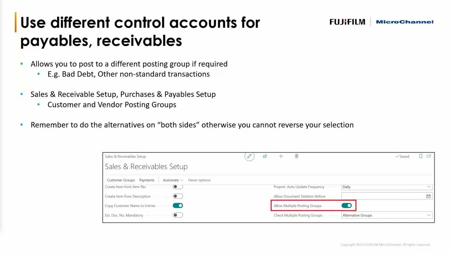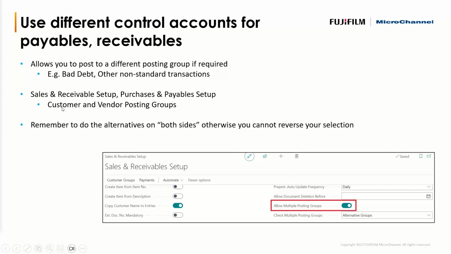So on a particular transaction, you may want to post a particular transaction to maybe another control account, such as bad debts or sundry debtors for non-standard transactions. So we do have to set this up first. You do need to go into your sales and receivable setup or your purchases and payables. And there is a field, as you can see on the screen here, called allow multiple posting groups. That does need to be turned on.